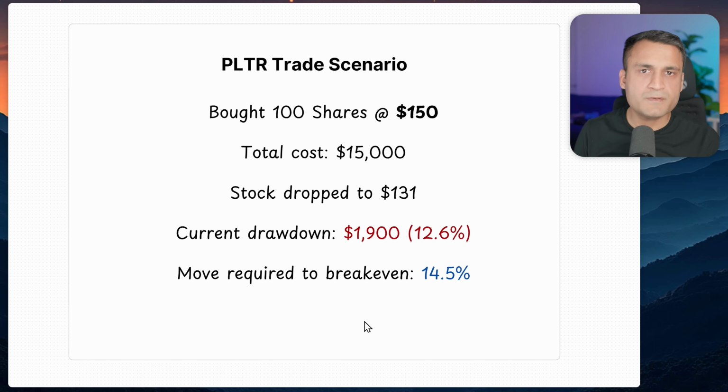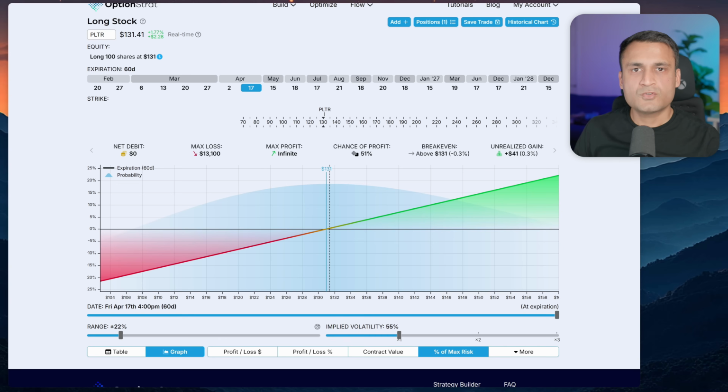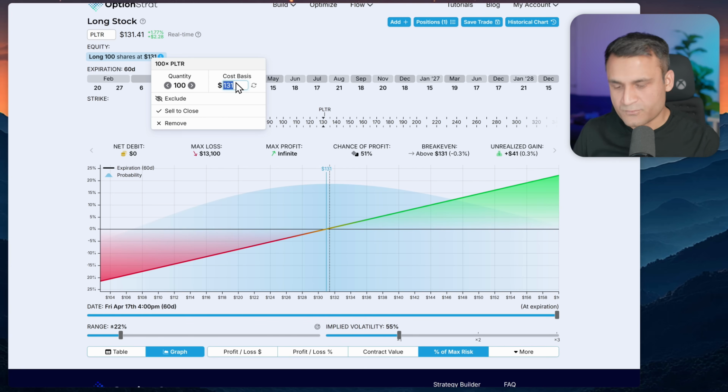If this was a long-term investment, then I don't mind a drawdown. I can hold it for several years. But in this case, let's say if I wanted to recover as fast as possible and reduce my losses, I can use this strategy. So now we are going to go over the full strategy step by step in OptionStrat. So let's say I bought 100 shares, but my cost price was 150.